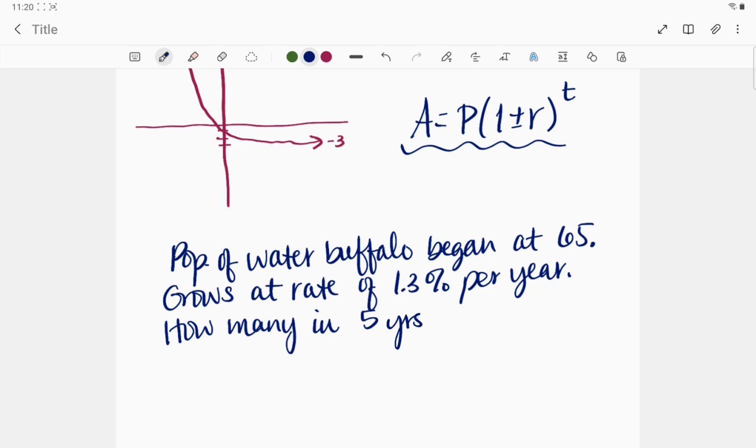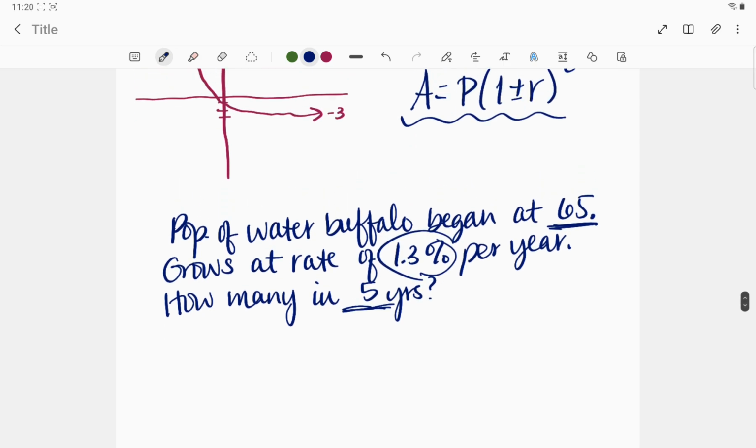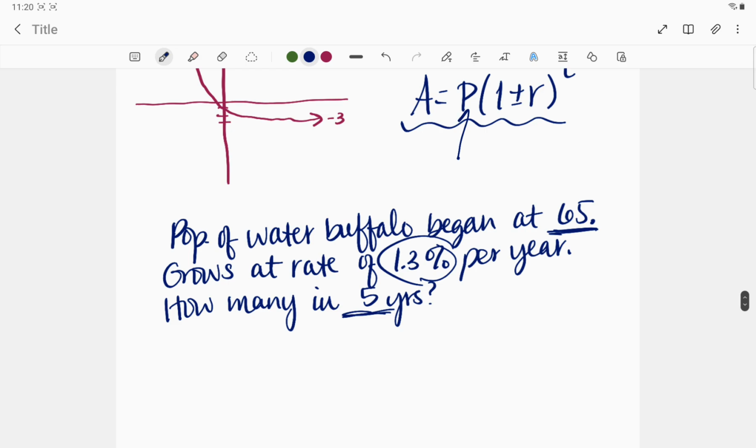Okay, so if it started at 65 in whatever year we're counting, 5 years from then, if it's growing at a rate of 1.3%, how many will there be? So in this formula, this P right here, this is the principal or the initial value. So that's where our 65 would go, our starting value of water buffalo. Okay, and then notice this says plus or minus, 1 plus or minus r. We choose a plus or a minus depending on whether it's growth or decay. So since this one is growing, we're going to use plus. So it's 1 plus, and then r is the rate.